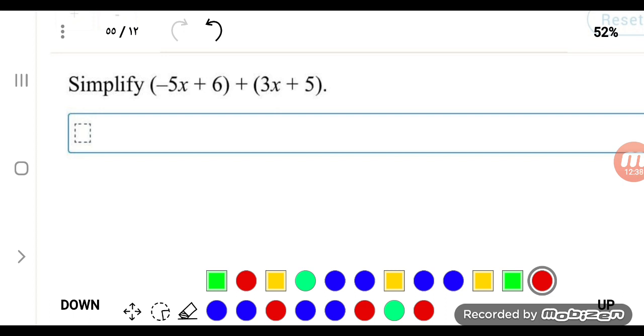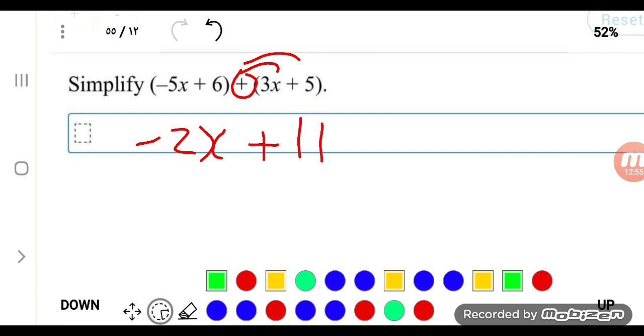Here, since the sign is plus, if you distribute plus on the bracket, this does not affect anything, the number stays the same. So minus 5 plus 3, you get minus 2. And 6 plus 5, you get 11. So the answer is minus 2x plus 11. And that's it.